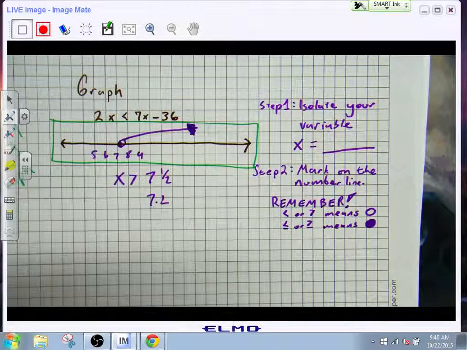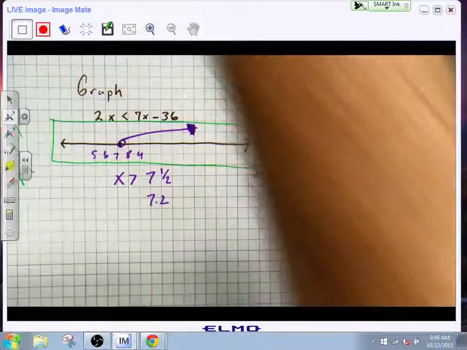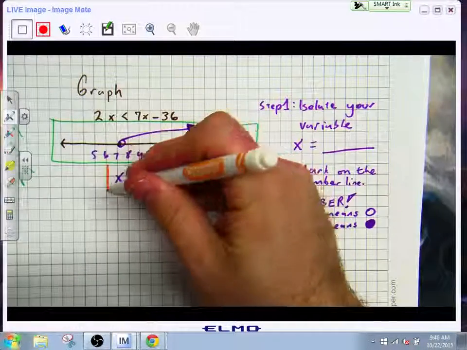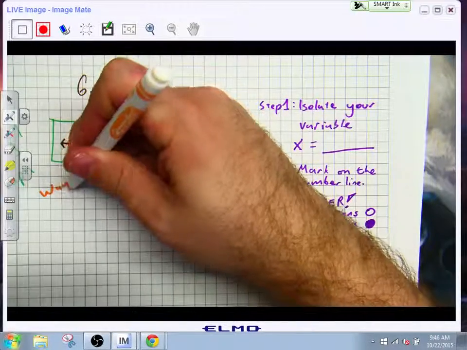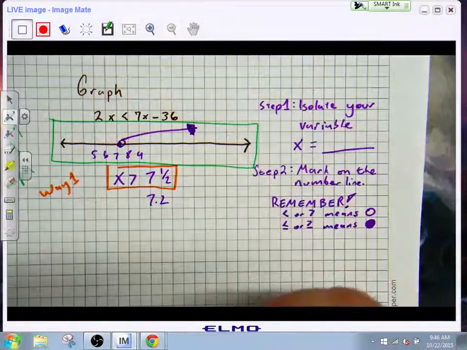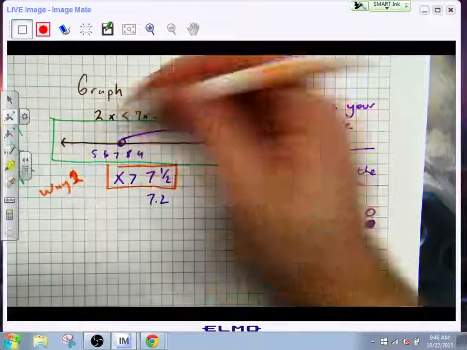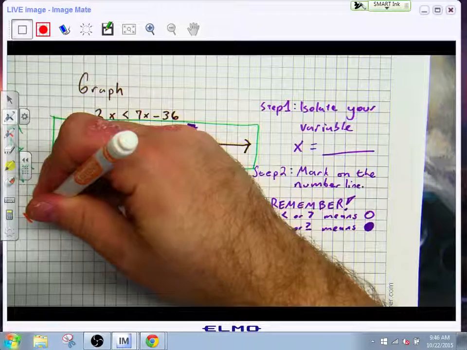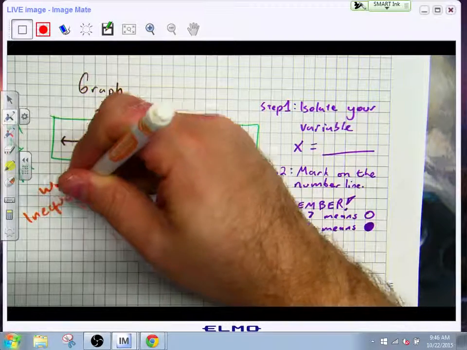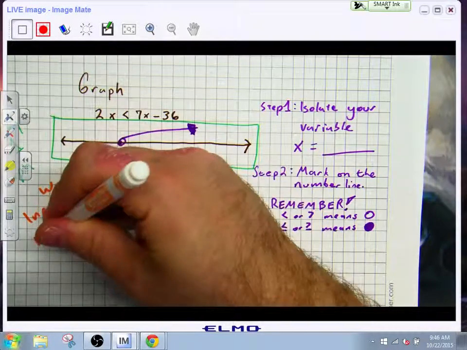Then what we have is this right here. We have this x is greater than 7.5. And this is another way of showing the answer. Not way 1, way 2. Way 2, and we call this inequality notation.